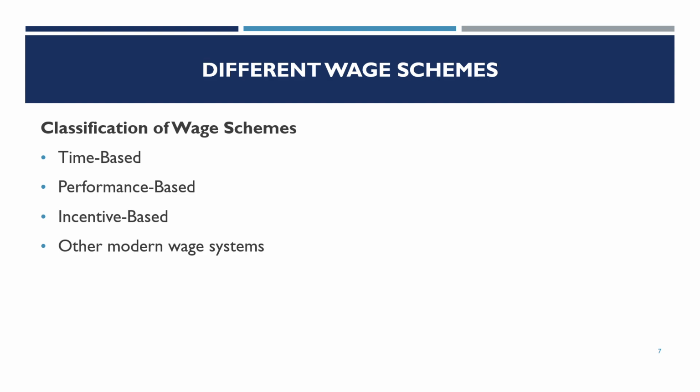We generally classify the wage schemes into the following. First is time based, second is performance based, and third is incentive based. In some modern settings, we even see hybrid models like skill based or competency based pay. Let's see the advantages and disadvantages of all these classified wage schemes one by one.